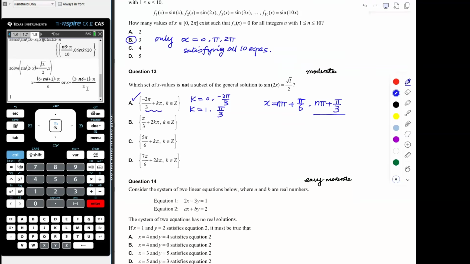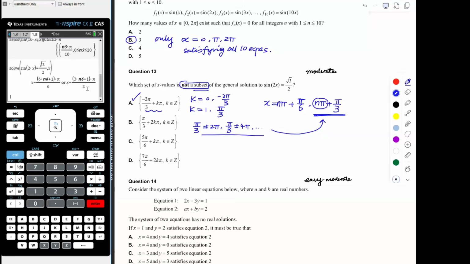Pi over 3 plus 2k pi. Notice, if you look at the pattern, that will be pi over 3 plus or minus 2 pi, pi over 3 plus or minus 4 pi, etc., etc. And notice this is pi over 3 plus or minus pi. Therefore, this general expression is contained in the second one. So this is also an OK form, a subset, yes.